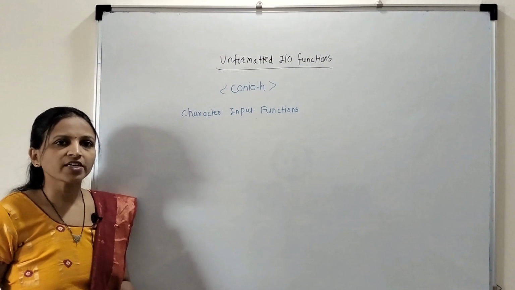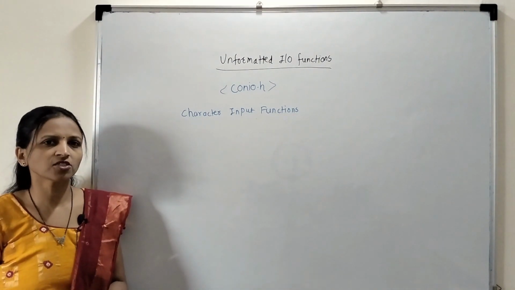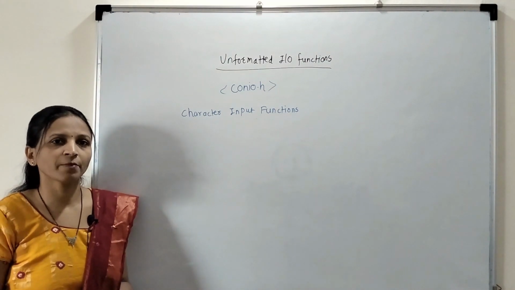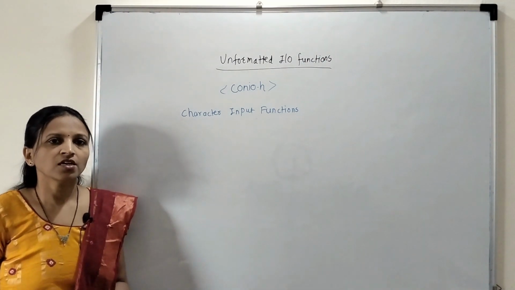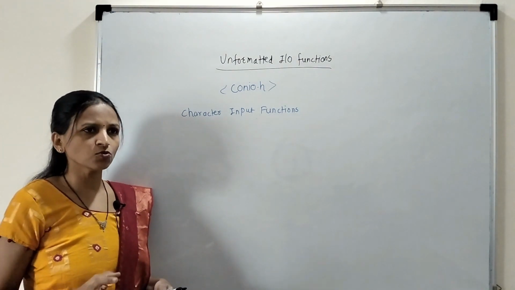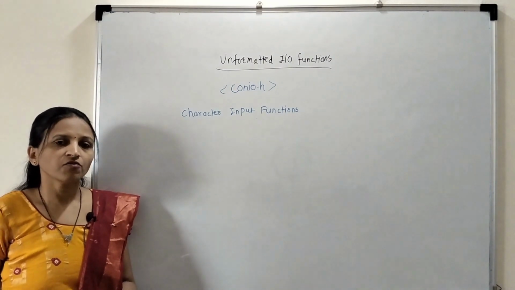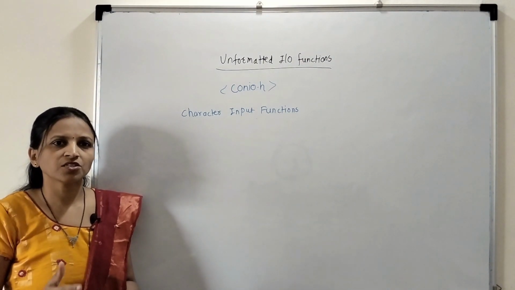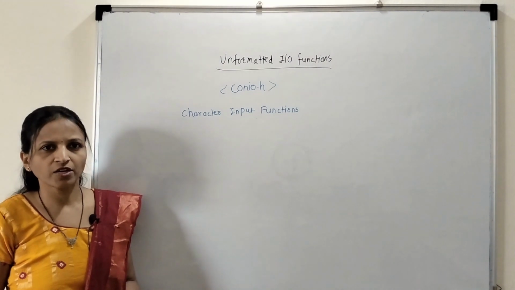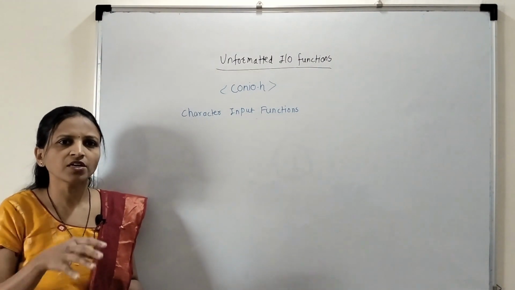See, I am going to explain the unformatted IO functions. While using these functions, we will not use the format specifiers in it. That's why these are called unformatted IO functions, because those are only for character and string. We cannot use those functions for integer, float, double or any other data type value. Every function is specific to a data type.